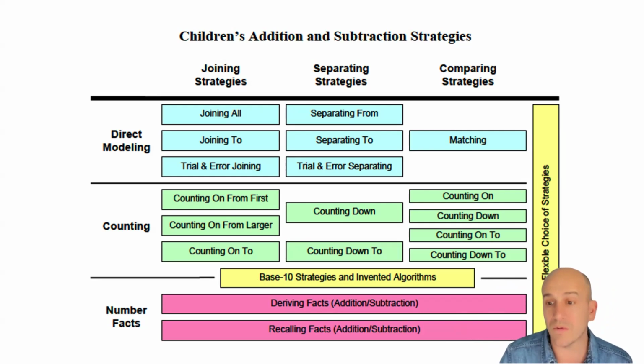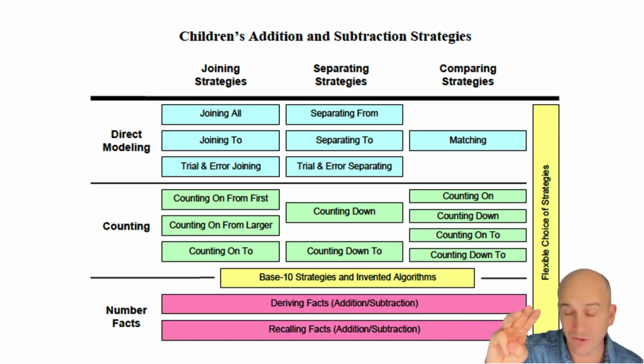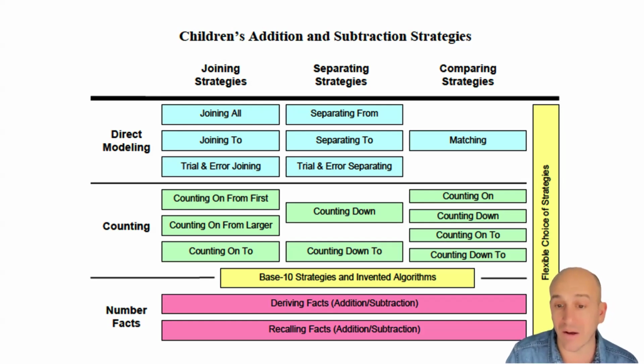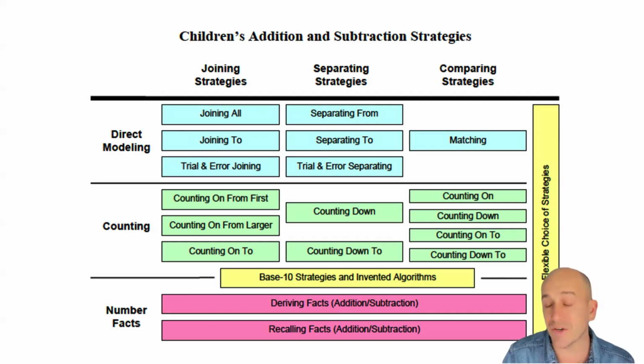All right. So let's talk a little bit about the way that the strategies work when you go across, right? So there's direct modeling strategies, meaning every quantity is represented. But then you'll also see joining, separating, and comparing strategies. So joining all, joining to, and trial and error joining are strategies that are related to joining problems. So if we toggle back really quick, you'll see that there's a joining section up here across the top. Join result unknown, join change unknown, join start unknown, right?